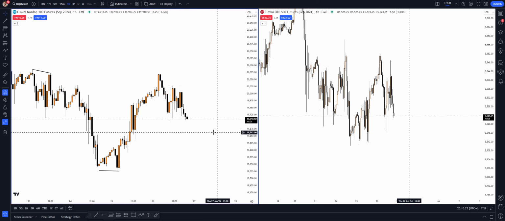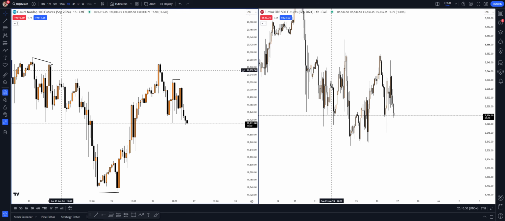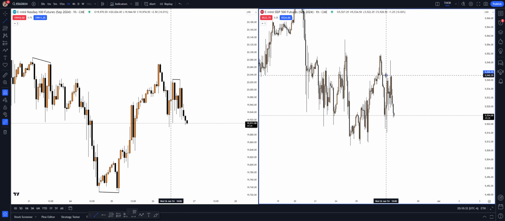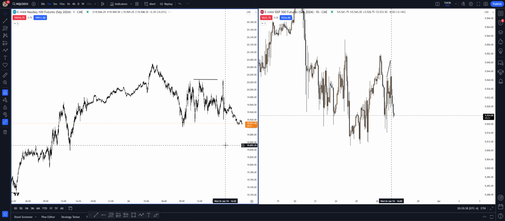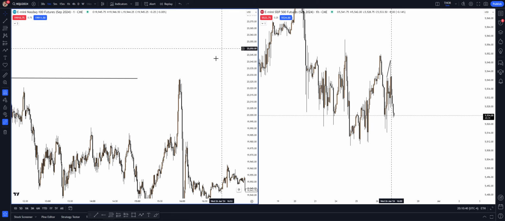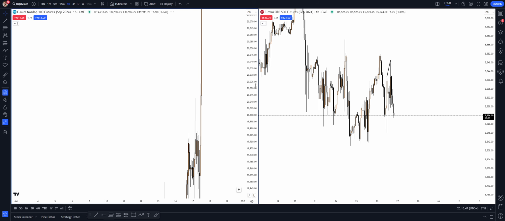The whole New York session was there just to form that SMT divergence at the highs. Here, it formed the bearish divergence literally at the end of the day. In fact, the high on the 1 minute came at literally 4 o'clock, I would say. Yeah, 3:58, 3:57, something like that.